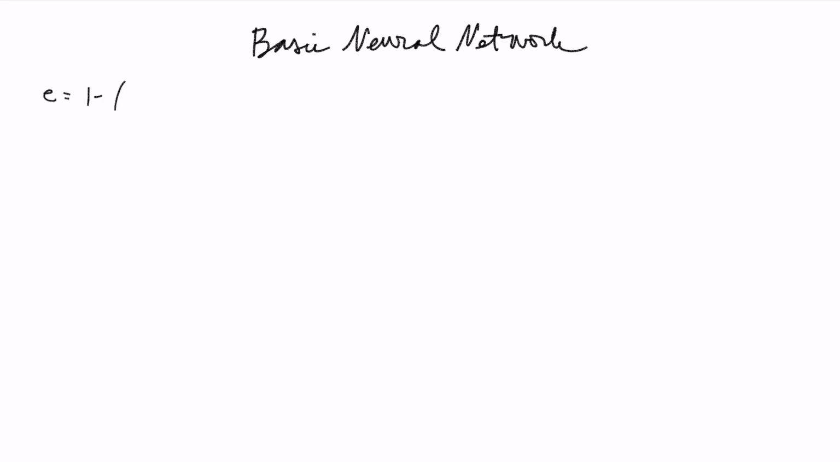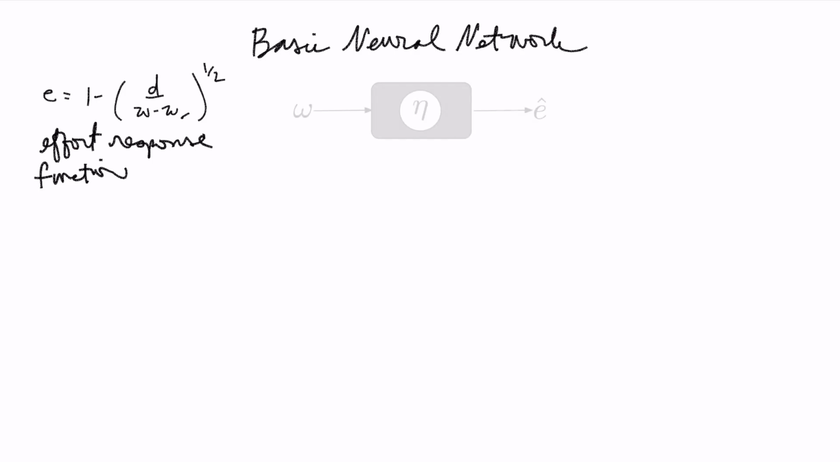A sample effort response function will look something like this, where effort equals 1 minus the square root of d divided by omega minus the reserve wage. Essentially, the firm will set a wage and then observe the response from the households in terms of effort. A different wage will produce a different effort. We assume the firm doesn't know the equation, but they know there is a relationship between wage and effort, so the firm conceives of a black box, which we'll call Ada, our neural net, which models the relationship between wage, omega, and effort. Thus, the firm can obtain an expectation of effort, E hat, for any wage, omega.